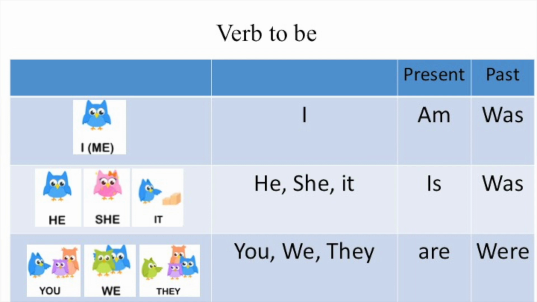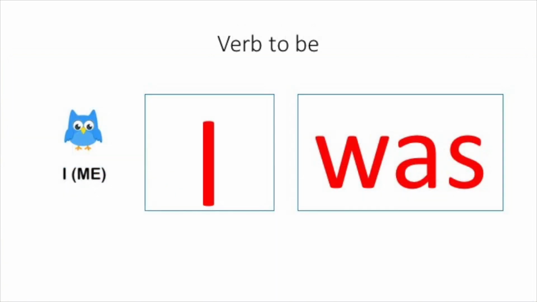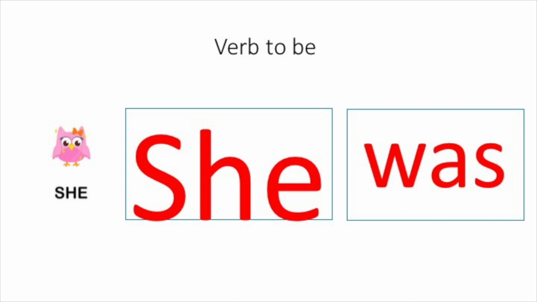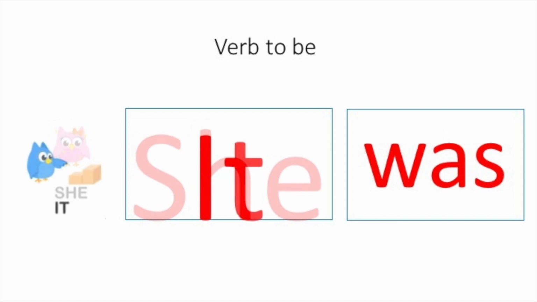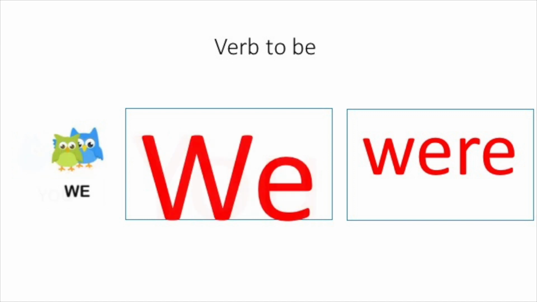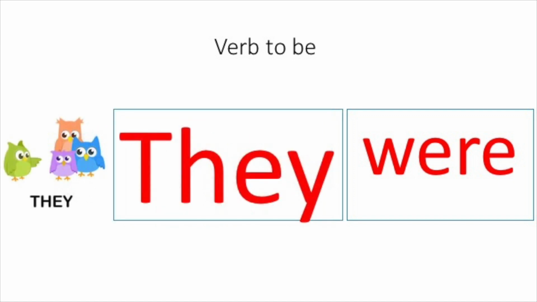Now today, we're going to look at negative sentences. Well, first of all, one more time, I was. Like for example, I was happy. He was. He was friendly. She was. She was pretty. It was. It was friendly. Yes, notice how we're ending the sentences with adjectives. You were. You were kind. We were. We were happy. They were. They were sad.